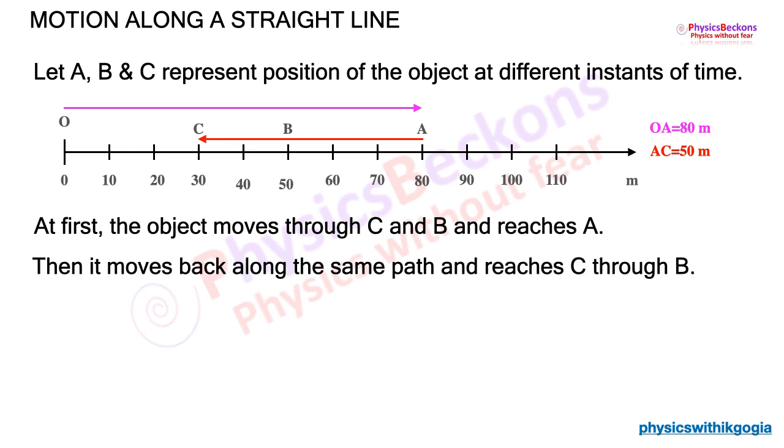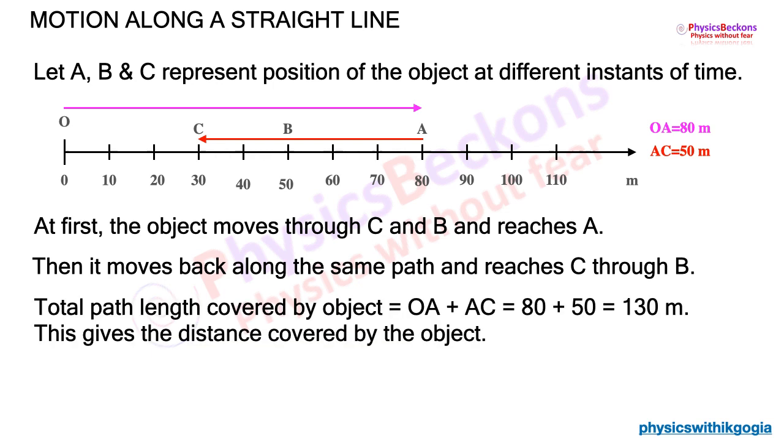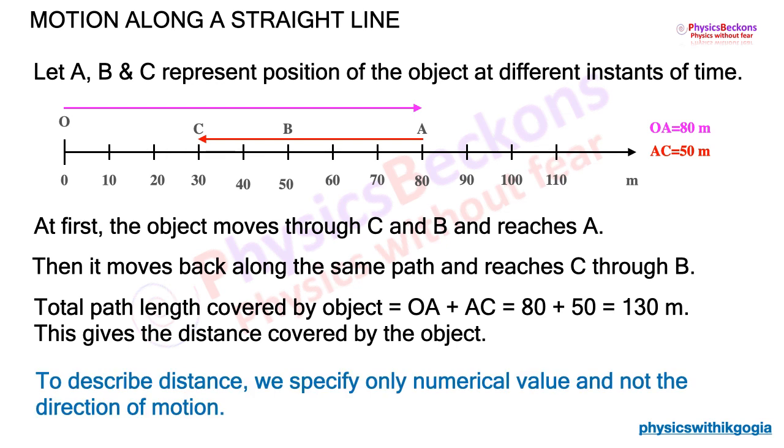Then it moves back along the same path and reaches C through B. So, first motion is O to A through C and B, and second motion is A to C through point B. The total path length, as you can see from the diagram, is OA plus AC. OA is 80 meter, and AC is 80 minus 30 or 50 meters. The total distance or path length is 130 meter. This gives the distance covered by the object.